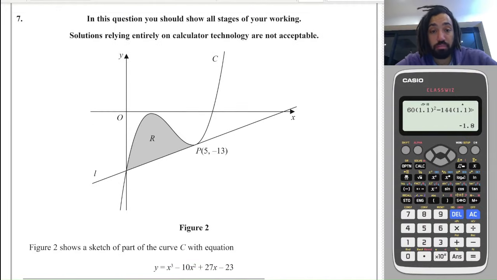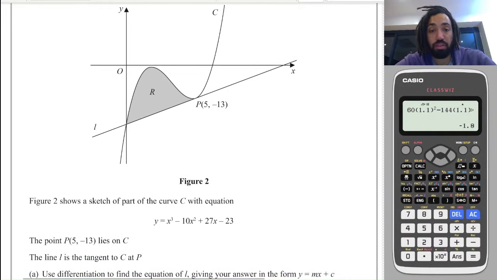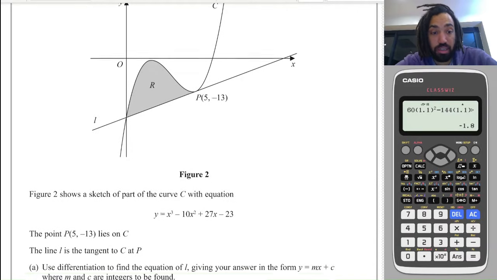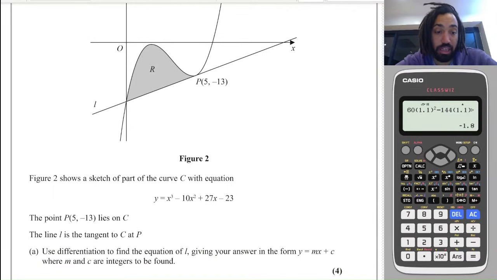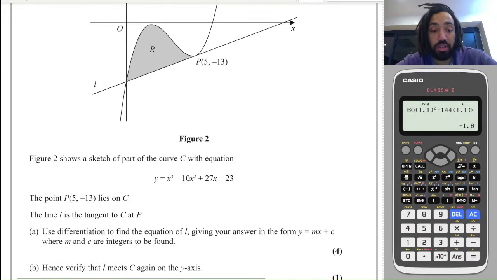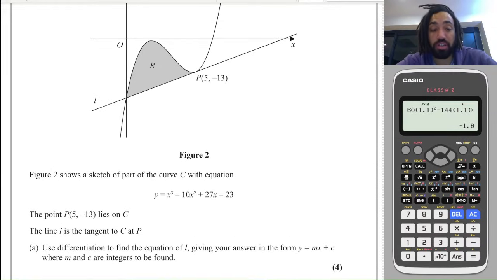Question 7, you've got a lovely graph there, and a cubic, and it says the point P, you get given it, and the line is tangent at P. Use differentiation to find the equation of the line L. Okay, so that shouldn't be too tricky. So let's first differentiate the function.